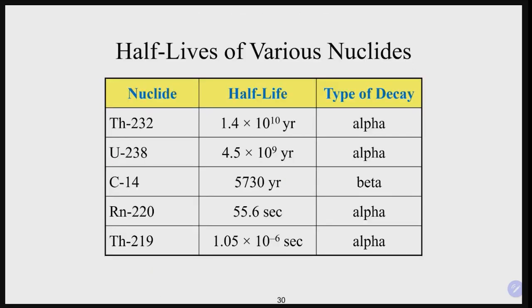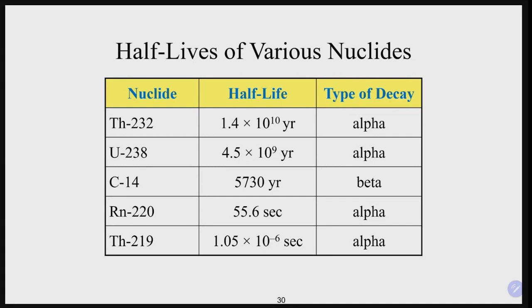Now, these are some half-lives of various nuclides, and as you can see, half-life, which again is the time it takes for half of whatever you started with to go away, can be really long, can be really short. Clearly here we have uranium-238, which is like 4.5 times 10 to the 9 years, which is a super long time for one half-life to occur.